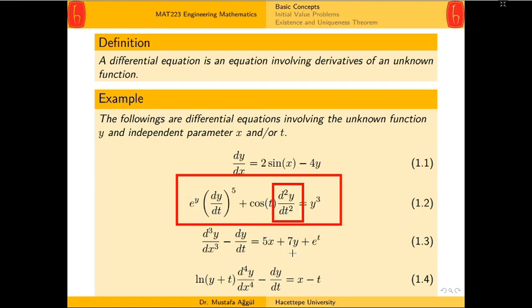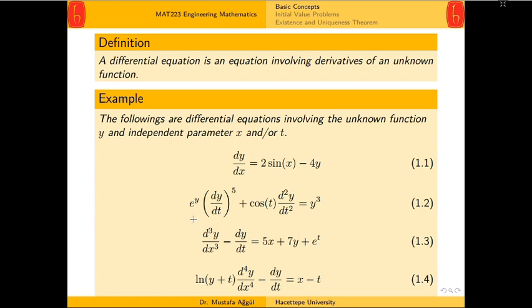The next one, this and that are the derivatives. So we have the third derivative and the first derivative. The third derivative will determine the order of the differential equation, and we'll say the differential equation is a third order differential equation. We have fourth here, first here, so this will be a fourth order differential equation as well.